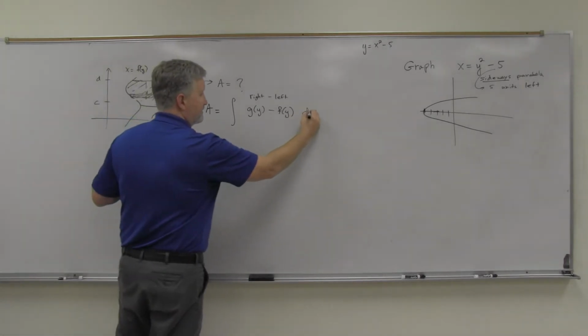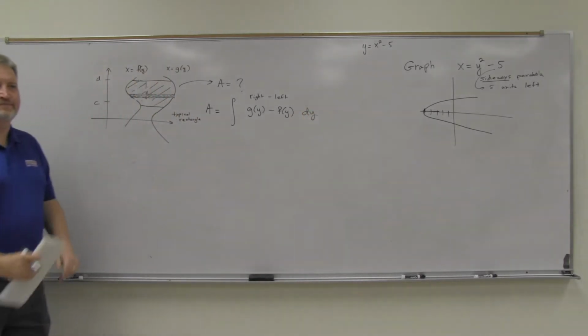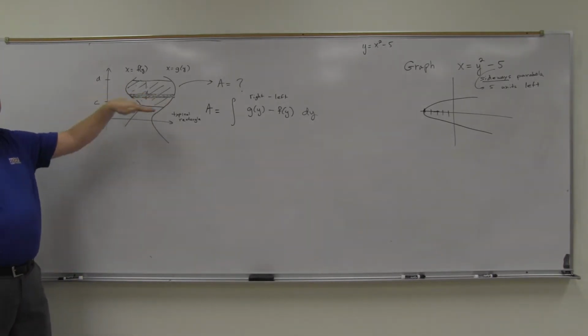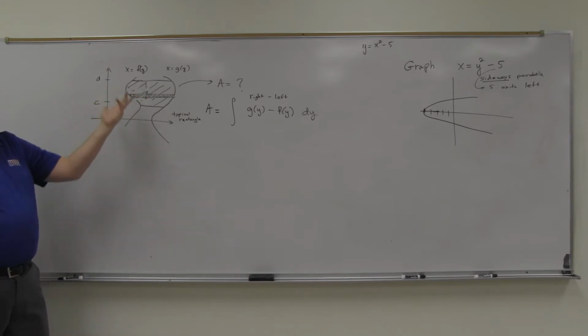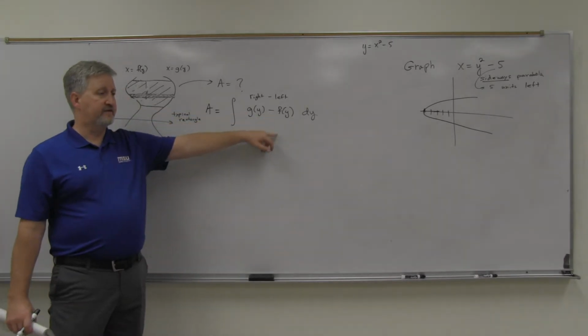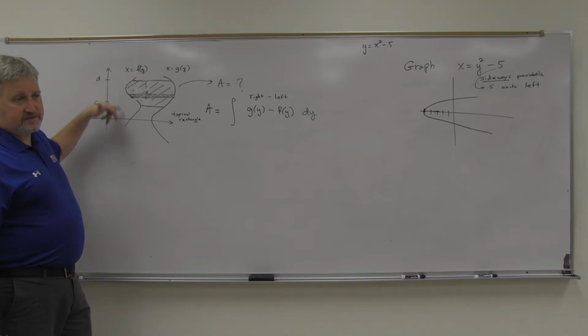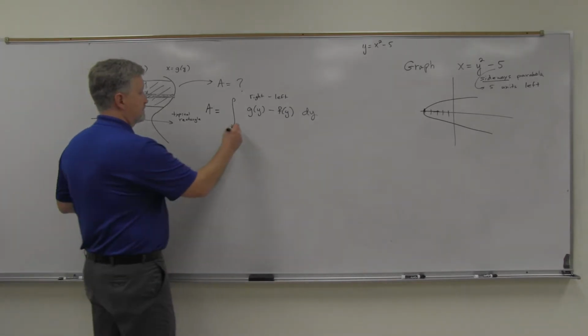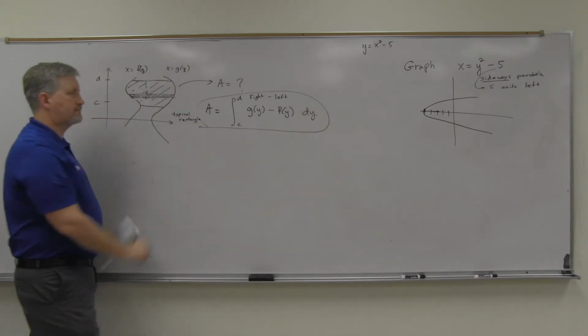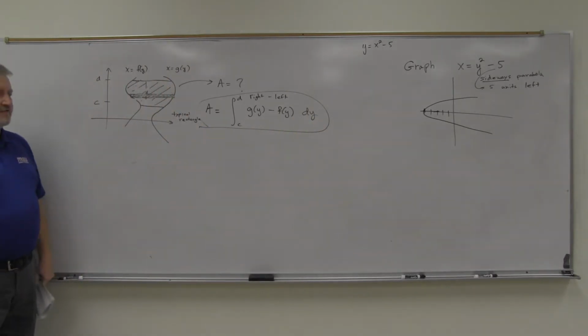And maybe that's what I should have started with. But that's the purpose of the typical rectangle, because that decides which way you want to integrate, with respect to y or with respect to x. So in this case it is with respect to y, and so that's why I do the right minus the left. And then of course I do the c to d, those are the y values. So if I've got that set up, that's the way to go. All right?